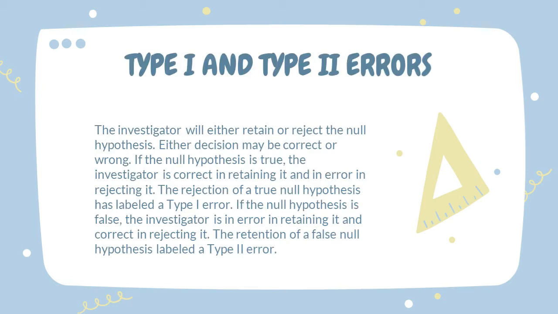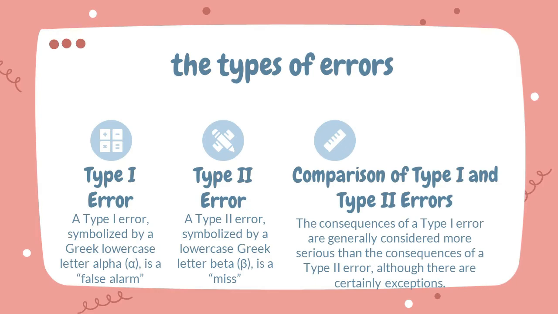Type 1 and Type 2 errors. The investigator will either retain or reject the null hypothesis. Either decision may be correct or wrong. The types of errors. Type 1 error is symbolized by alpha. Type 2 error is symbolized by beta. Comparison of Type 1 and Type 2 errors, although there are certainly exceptions.